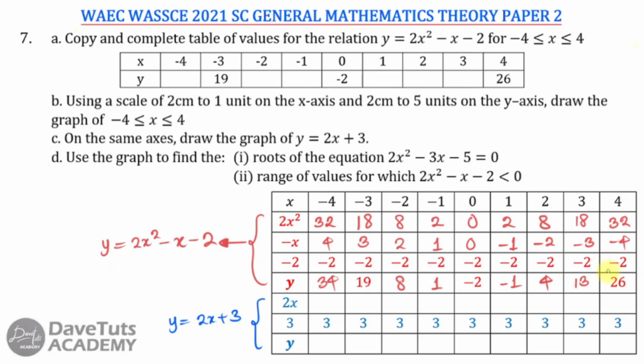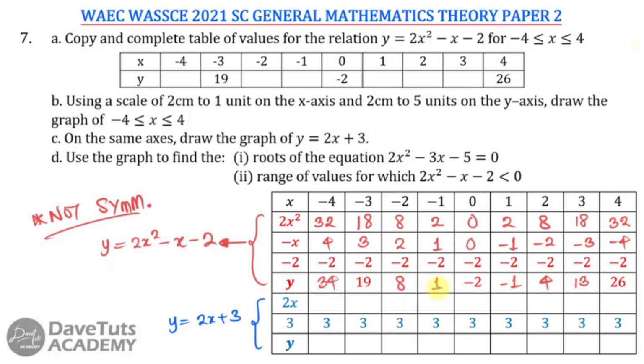Now, looking at the values of y that we just got, one thing I'm noticing is that this is not symmetrical. Generally, by the time you have your turning point, the values to the left and the values to the right will be reflective of one another. Like if minus 2 is the turning point, then you have 1, and this will also be 1. You have 8, this will also be 8. You have 19, this will also be 19. You have 34, this will also be 34. That means that for this particular set of values, the turning point is not included here.